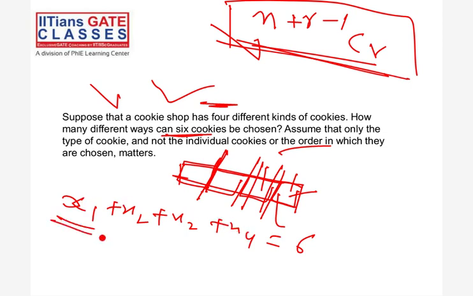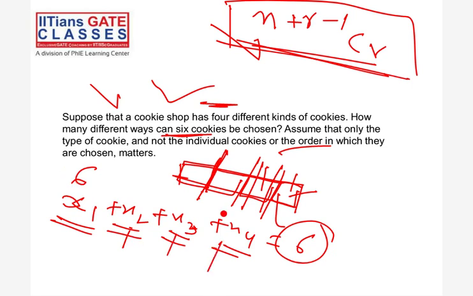Where x1 is the number of first type of cookies, x2 is the number of second type of cookies, x3 is the number of third type of cookies, and x4 is the number of fourth type of cookies, and the total must be 6. Okay, so let's assume that you picked six first type of cookies. Then the only possibility is that you have to pick 0 here, 0 here, 0 here. So you can see this is one way.